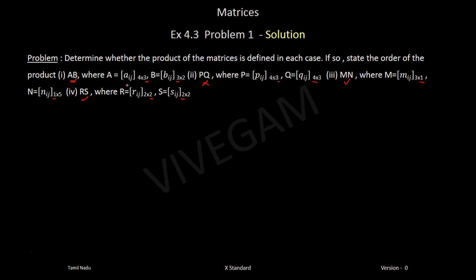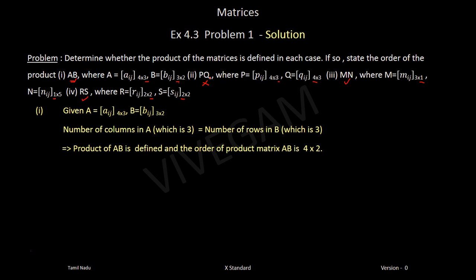defined. So in all the cases where the number of columns in the first matrix is equal to the number of rows in the second matrix, the product of the matrix is defined. In this case only it is not defined because the number of columns in the first matrix is 3, whereas the number of rows in the second matrix is 4. As 3 is not equal to 4, this matrix multiplication is not defined. Okay, so that's how it needs to be done. So I've got it all worked out here. You can go through this.